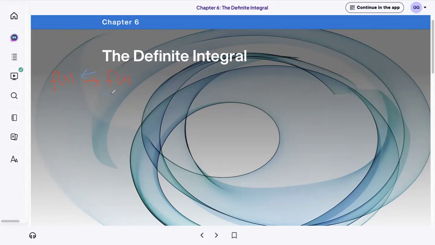So we're going to be given a function which is a derivative of some function, and we're going to call this capital letter F. So the lowercase f represents the derivative of the capital letter F. So that's going to be our notation.